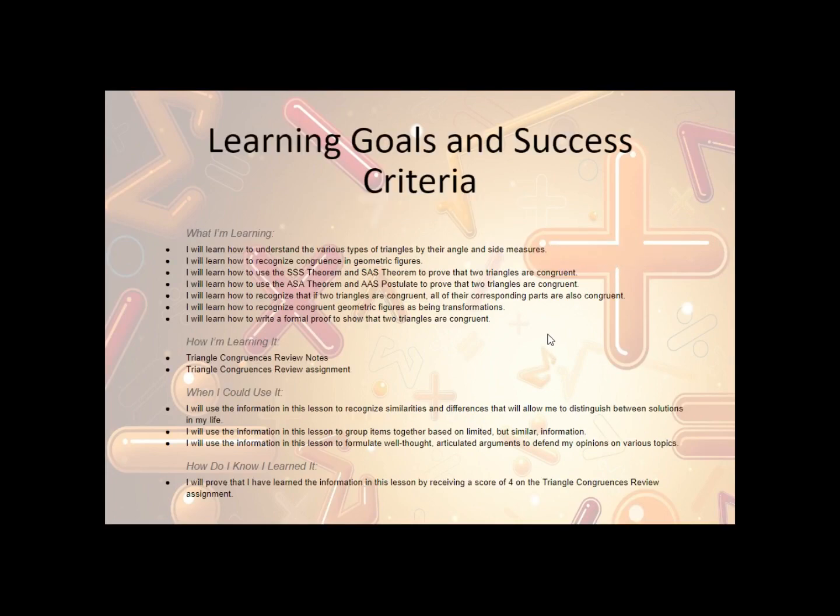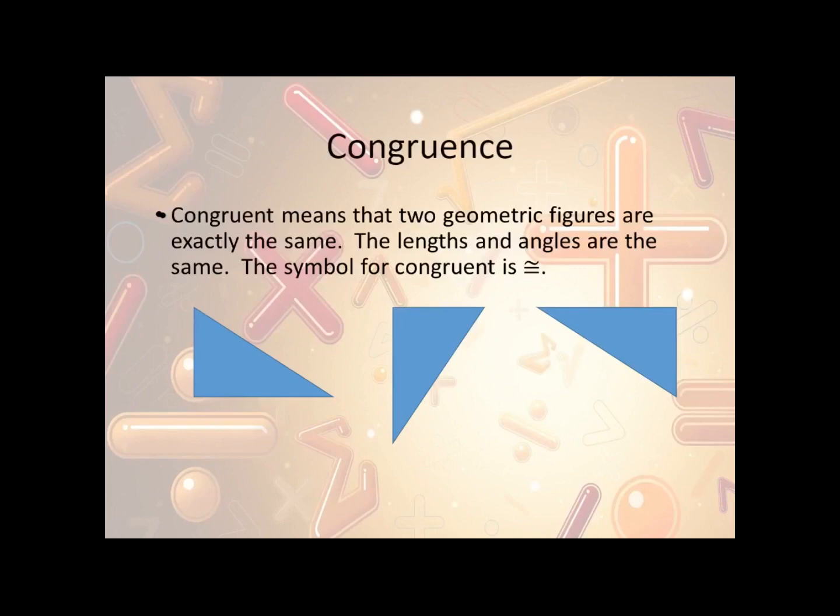The notes begin with the learning goals and success criteria. Now, what is congruence? Congruent means that two geometric figures are exactly the same, meaning that the lengths and the angles are the same. The symbol for congruent is this equal sign with the squiggly on it.